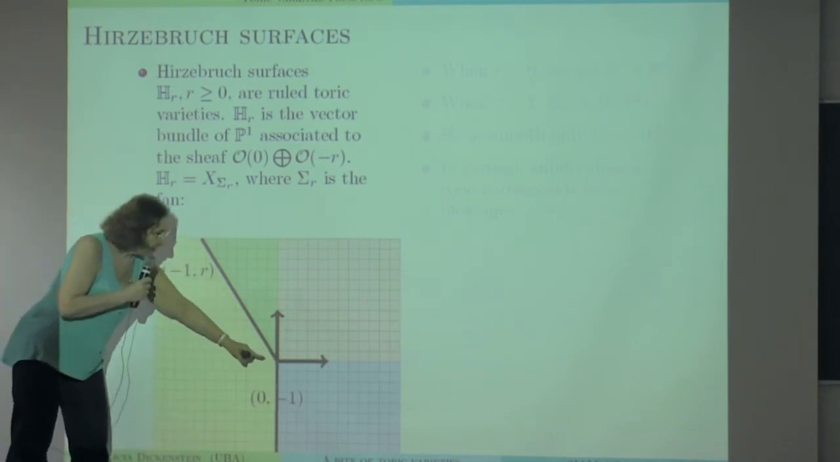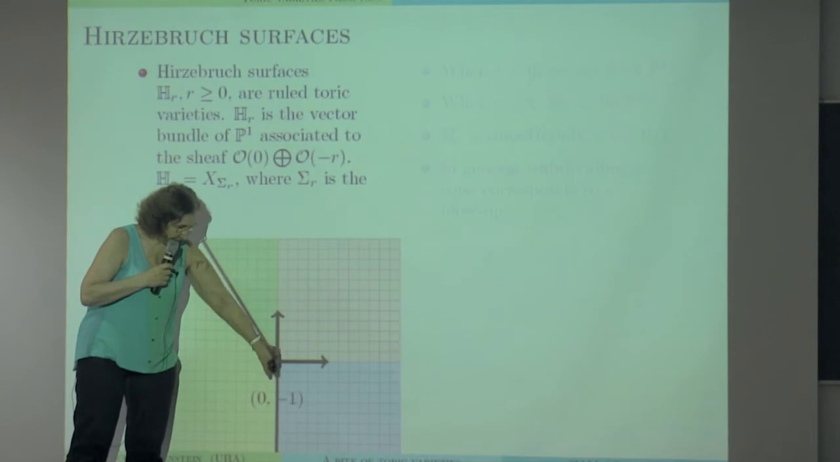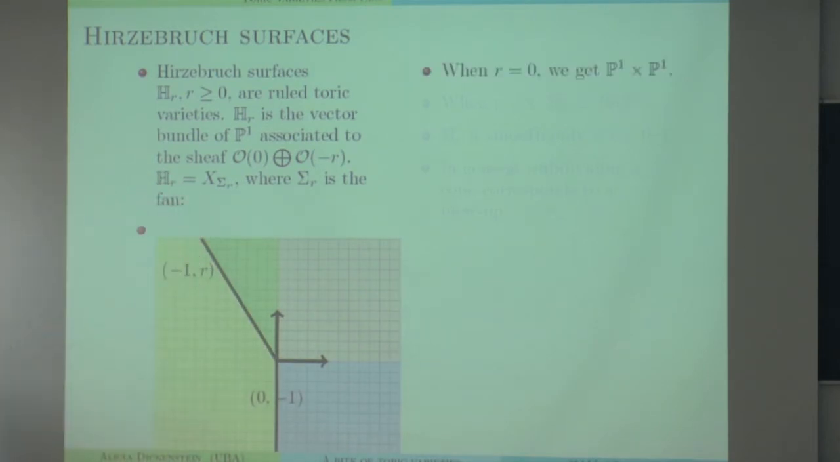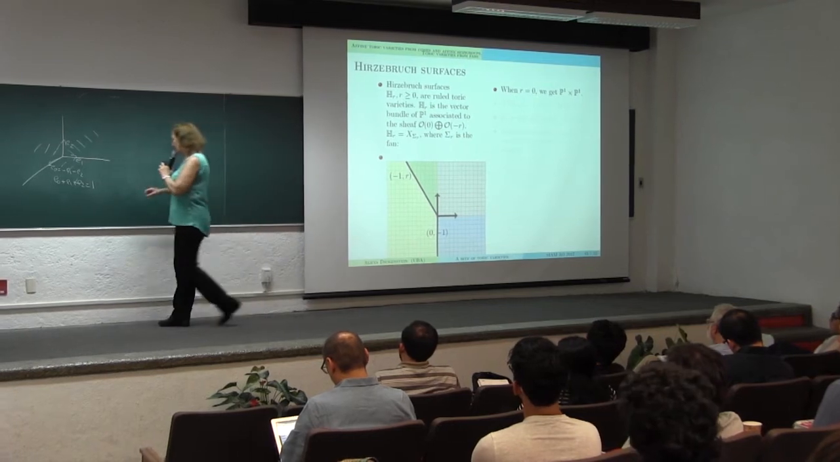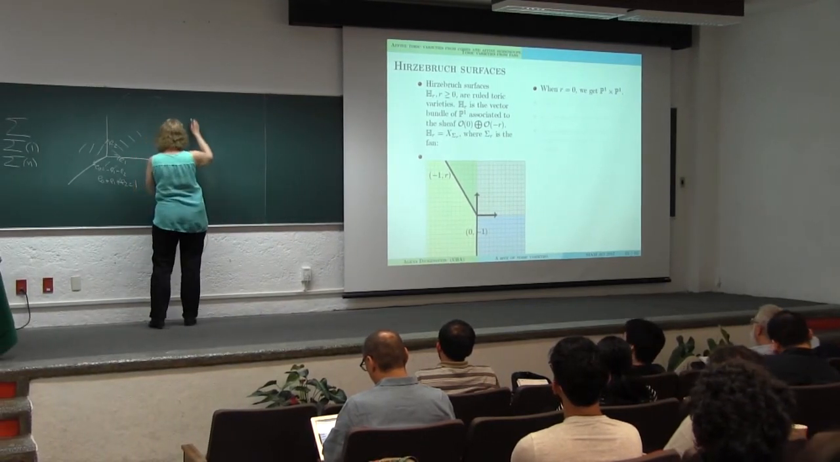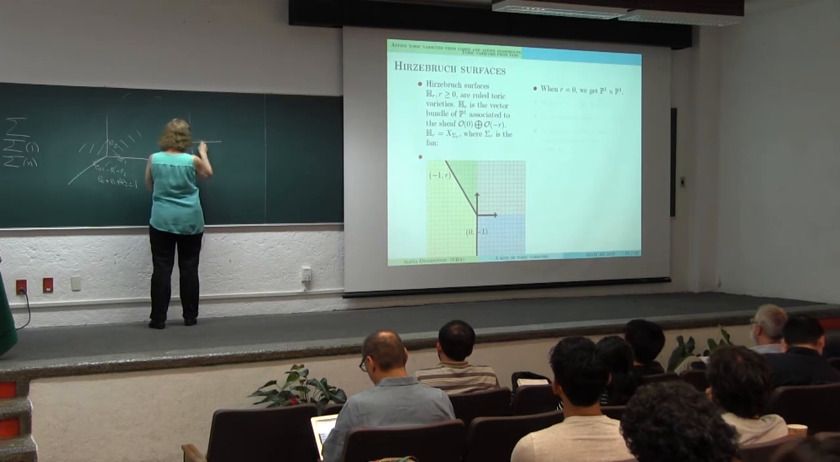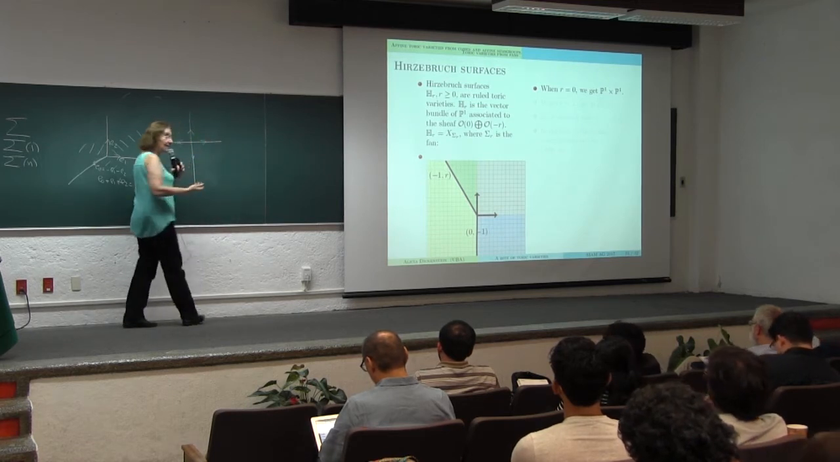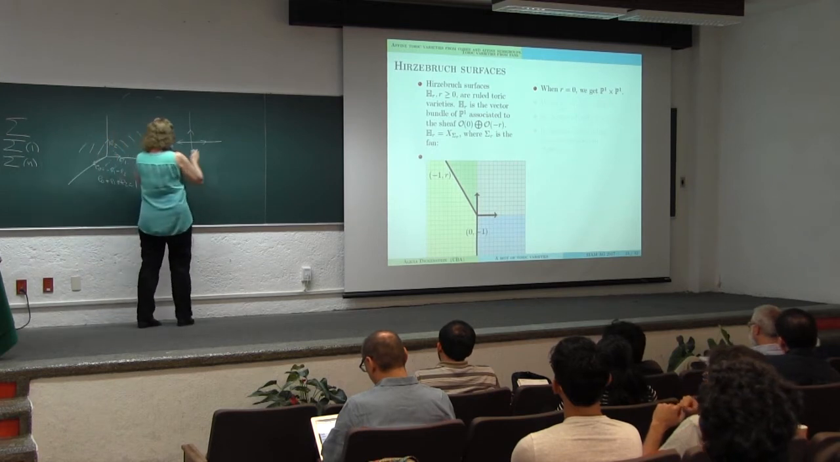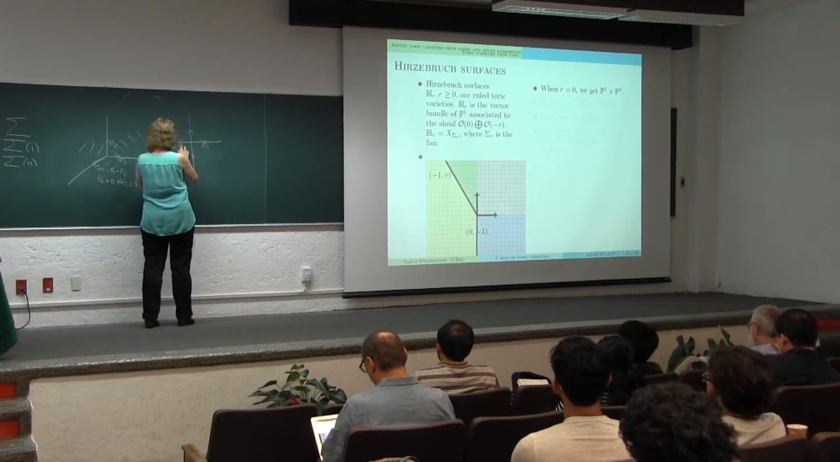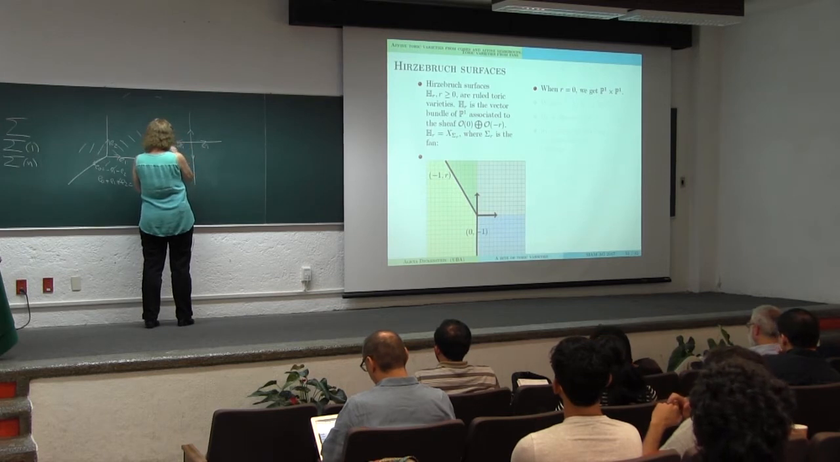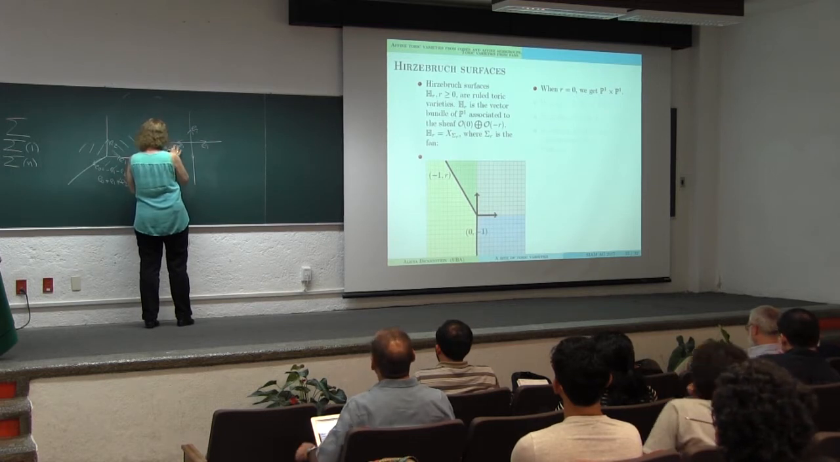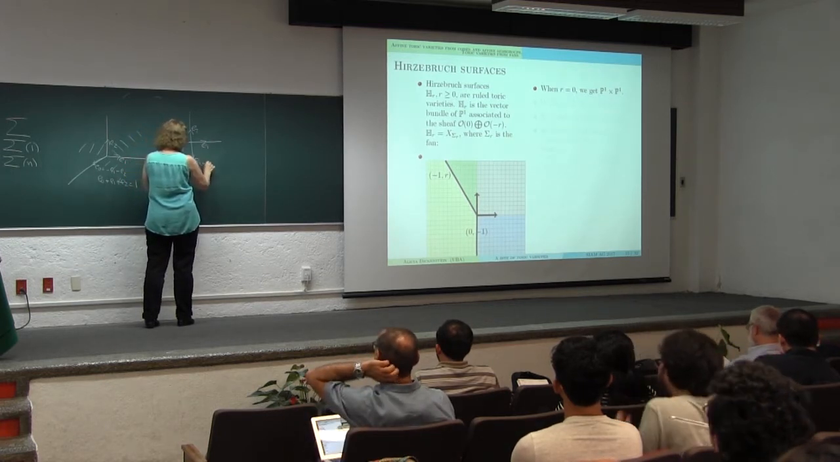When r is 0, we get this, this, this, this, and this is P1. When r is 0, we get P1. I will maybe come back later, or maybe I can do this now. For the moment, what is the only thing that we see about P1? We can translate the change of coordinates and see that this is the change of coordinates of P1. So I have e1, minus e1. Let's call this e2, this is e3, and this is e4, which is minus e2.